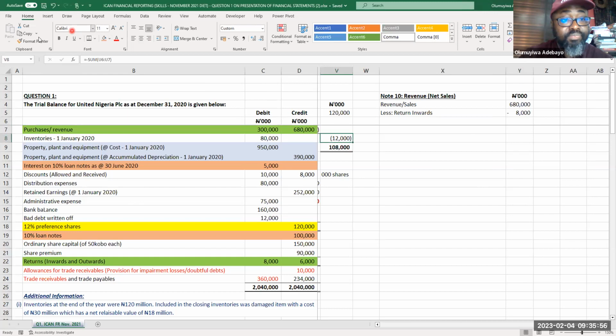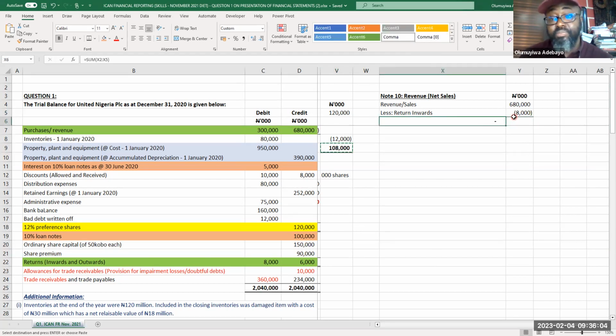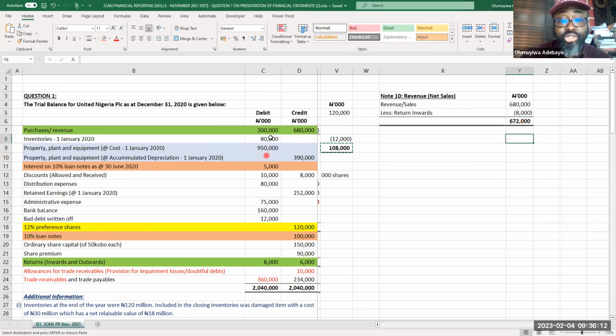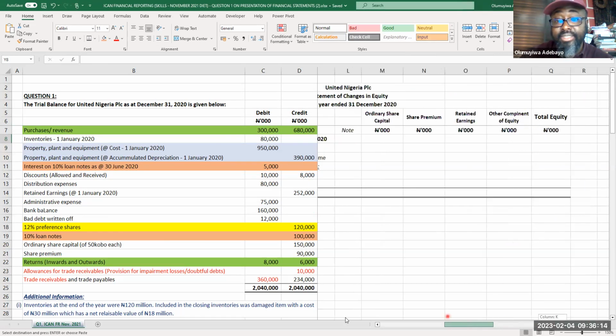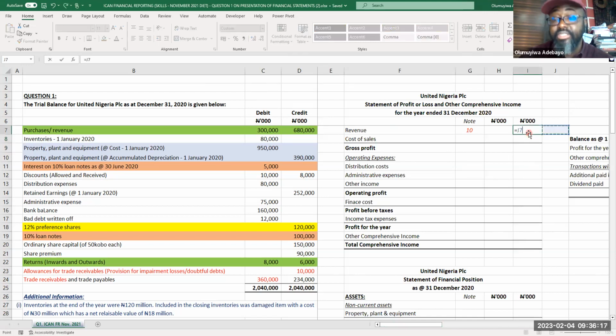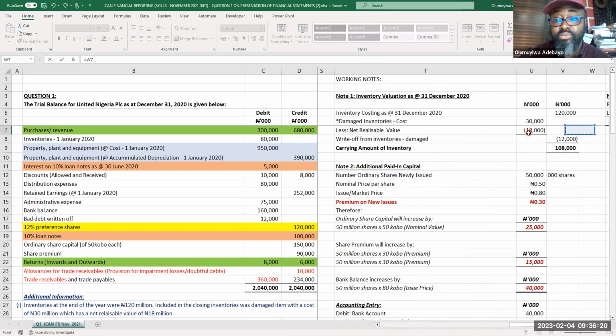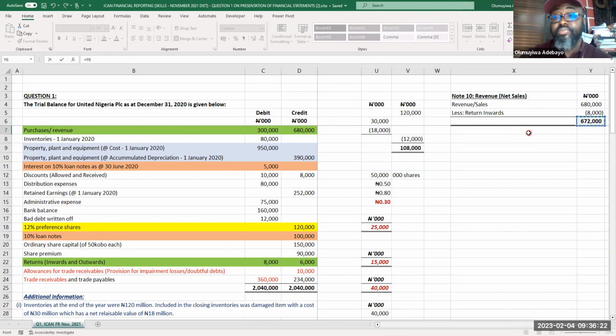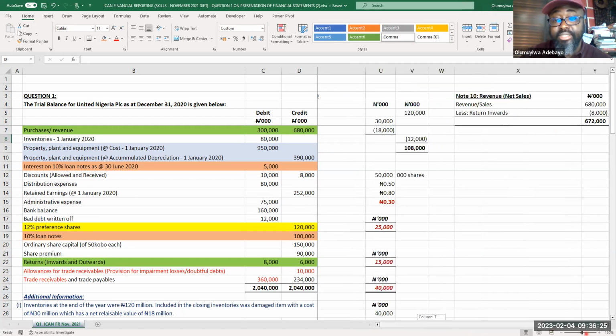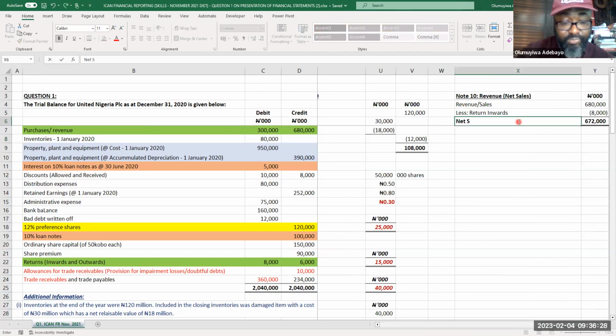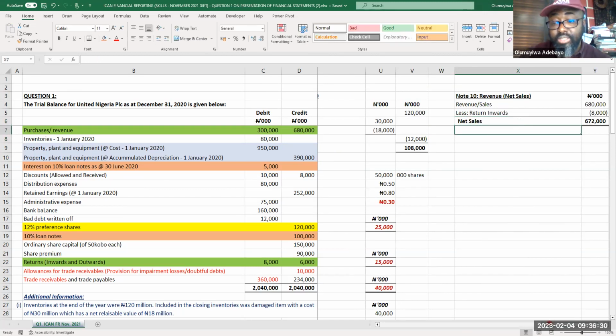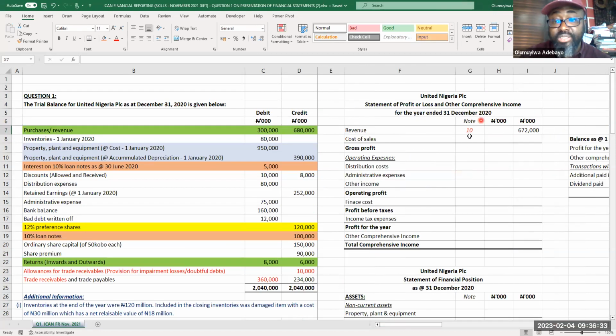My revenue, in this case, is what? Is the net. $672. Therefore, I can link it and say my revenue is 672, which is my net sales. Let me write it there, net sales. Now, what is my cost of sales?